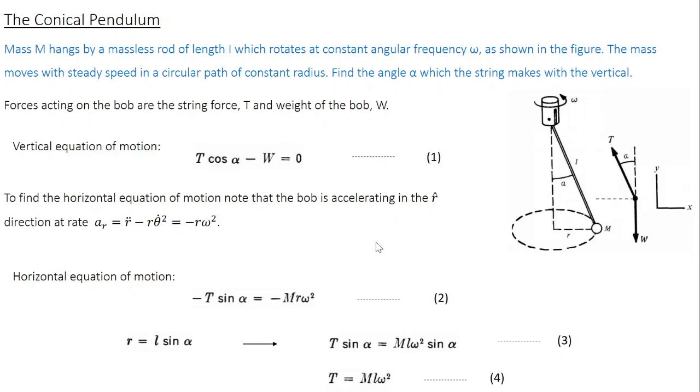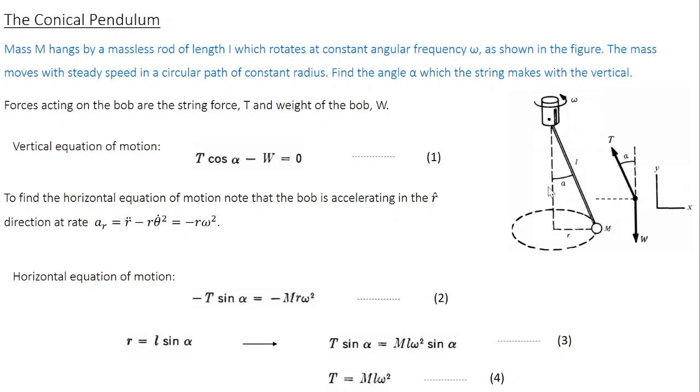So as shown in the figure, you have a mass M which hangs by a massless rod of length L, which rotates at constant angular frequency omega as shown in this figure. The mass moves with steady speed in a circular path of constant radius. Find the angle alpha which the string makes with the vertical. Now here I have a typo. Instead of angular frequency, this should have been angular velocity.